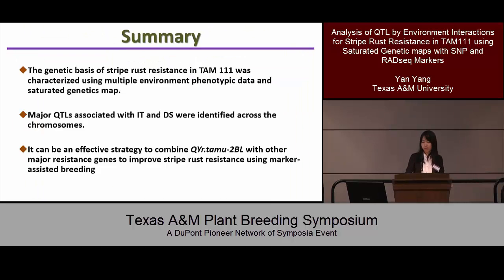Now let's summarize my research. First, the genetic basis of stripe rust resistance in TAM 111 was characterized using multiple environment phenotypic data and a saturated genetic map. And major QTLs for infection type and disease severity were identified across the chromosomes. It can be an effective strategy to combine these important QTLs with other major resistance genes to improve stripe rust resistance using marker-assisted breeding in the future.